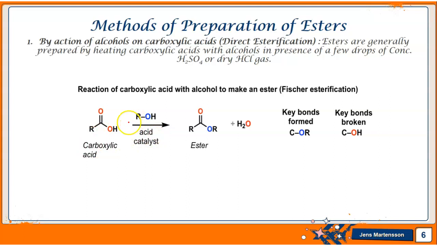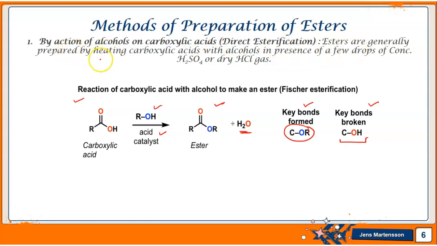So yeah, let's see. Over here you can see in the reaction, your carboxylic acid is reacting with alcohol in the presence of acid, and it results in the formation of this ester over here with the release of water as well. So the key bond that is formed is C-OR, and the bond broken would be C-OH. Understood? So that is one thing that is happening.